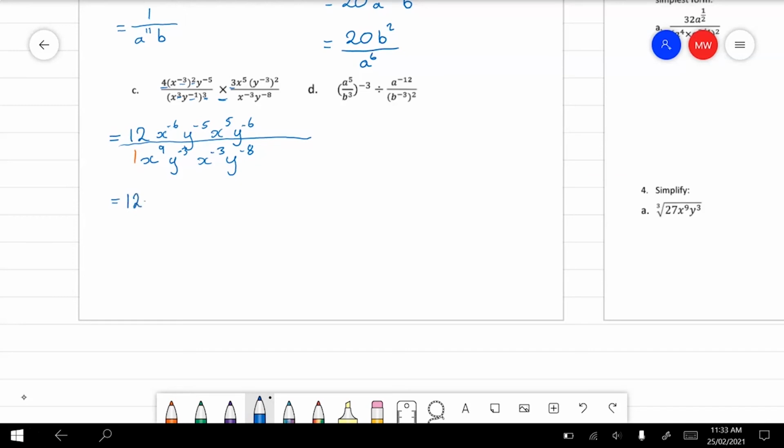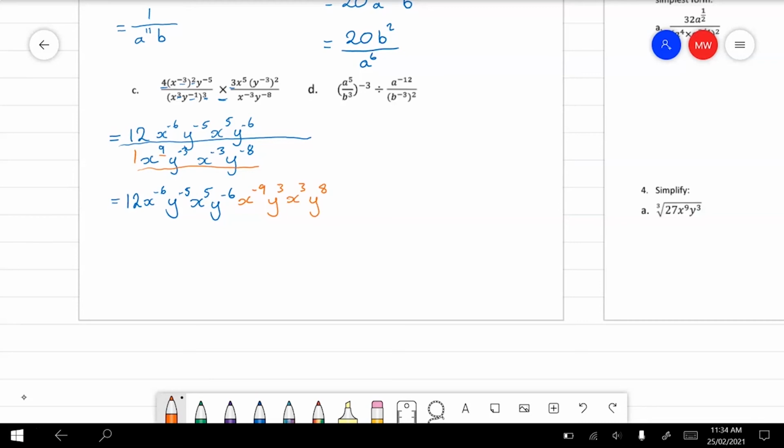So we've got x to the minus 6, y to the minus 5. I'm reading this from the top line. x to the 5, y to the minus 6. And then these numbers here are going to come up. So we've got x to the minus 9. It was a positive 9 here. Now it's become a negative because it's moved up. y to the positive 3, x to the positive 3, and y to the positive 8.